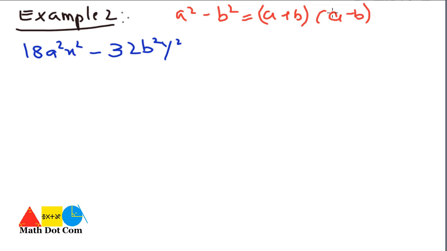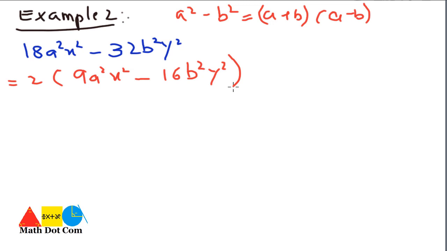First of all, our step 1 is to convert them into squares. Before that, as it is clear from here, if we take the common constant out, we can have one of the factors of this question. So we can take the factor 2 here. If we take 2 common, then we can easily find its squares: 9a square x square minus 16b square y square. Here we have taken the 2 as common.